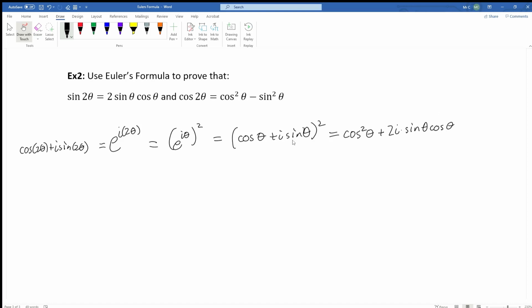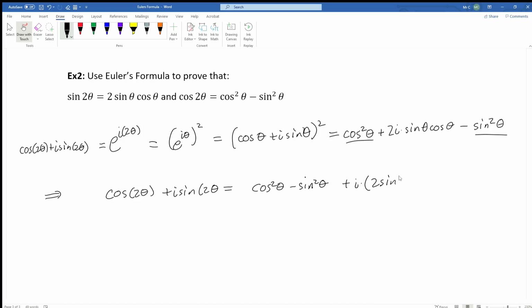Those are my middle terms. Minus, so when I square this term, I get i squared, which is -1. So minus sine squared of theta. And this gives me cosine of 2 theta plus i sine of 2 theta equals, now I'll take my real parts and put them together, cosine squared of theta minus sine squared of theta. And I'll take my imaginary part and put it over here, and I'll put the i out in front. So this is i times 2 sine of theta cosine of theta.